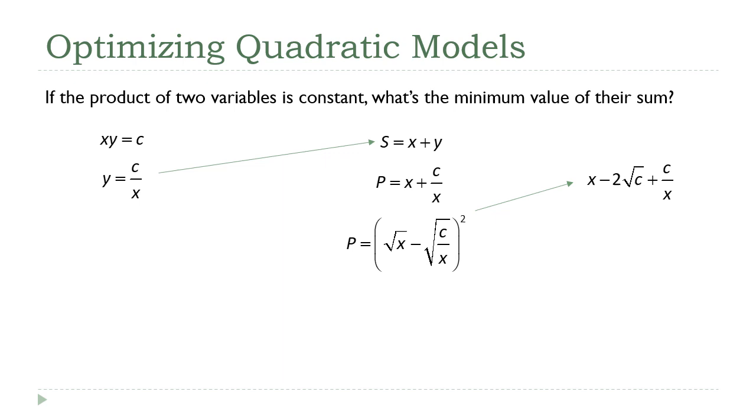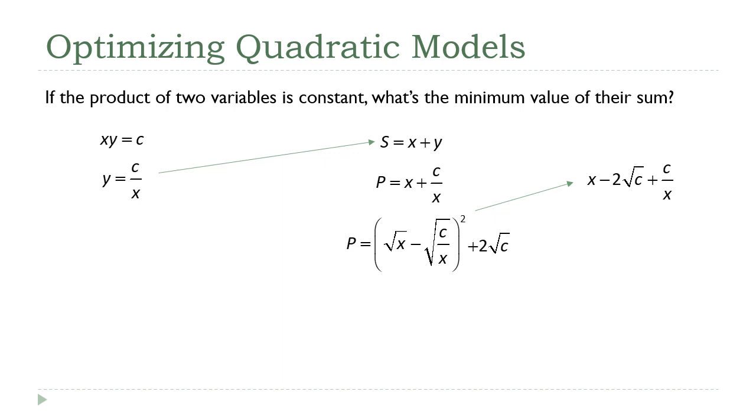So what I'm going to do is take this expression here and add 2 times the square root of c to it, because that's going to cancel out that negative term that I've got there. Don't take my word for this, right? You can go ahead and multiply it out, simplify that expression, and confirm for yourself that that does take me back to x plus c over x.